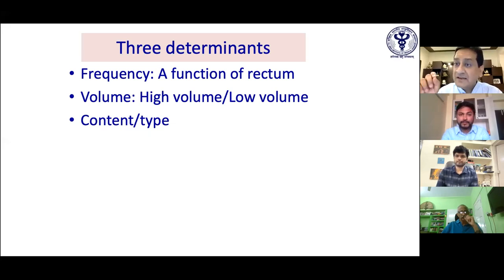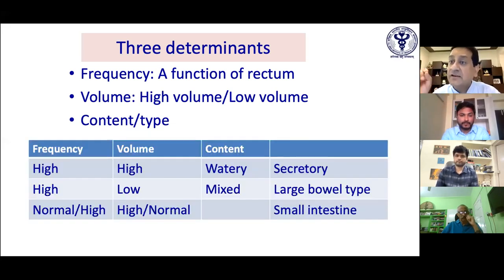The other important thing is the content and type of stool. And the content and type of stool is, again, a very important concept. Those patients who have secretory diarrhea will have more water. So if the colon releases more water into the stool, it is nothing but secretory diarrhea. Please remember this. In acute diarrhea, acute infective colitis like cholera, they have more water in the stool. If this happens time and again, in repeated episodes, this is nothing but the secretory form of diarrhea.